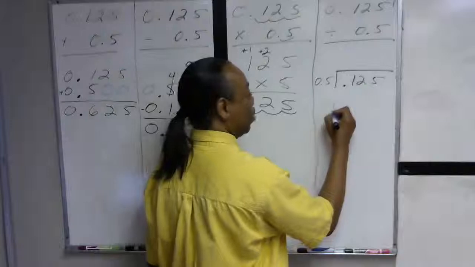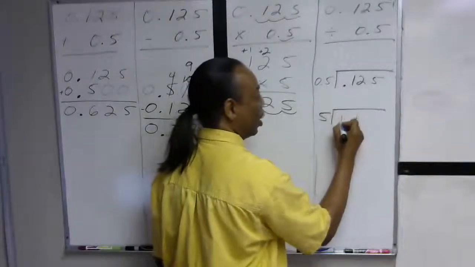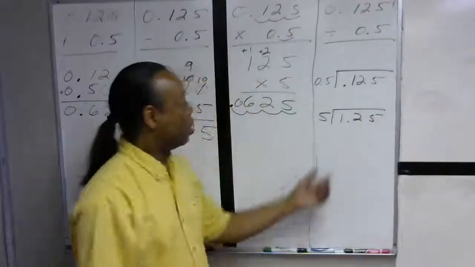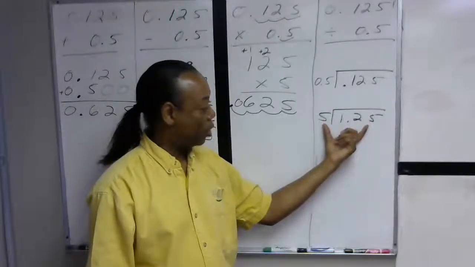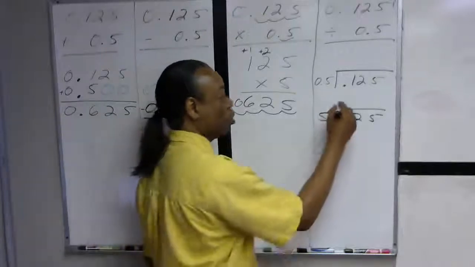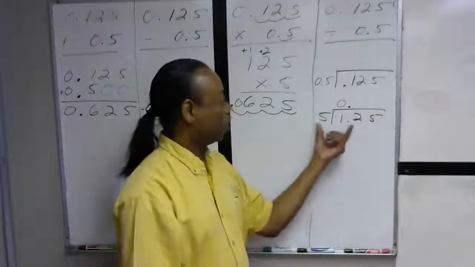So what we'll get now is a 5 when the decimal moves over, and a 1.25 here. This gets us started, and this is how we're going to finish this. So how many times does 5 go into 1? 5 cannot go into 1. How many times does 5 go into 12?